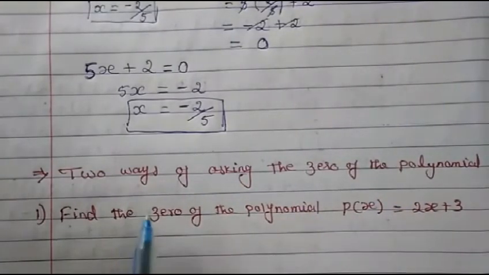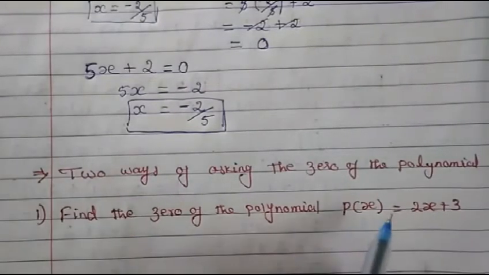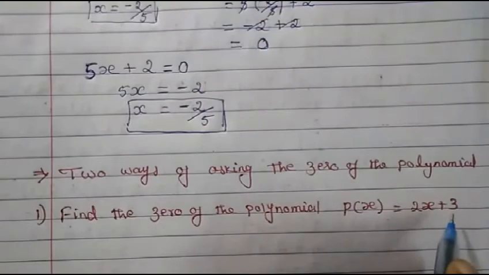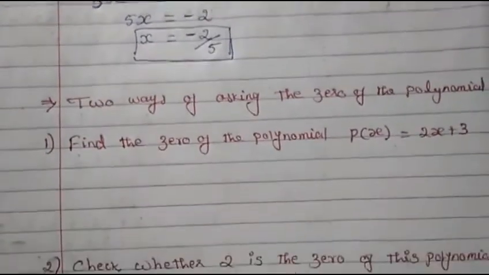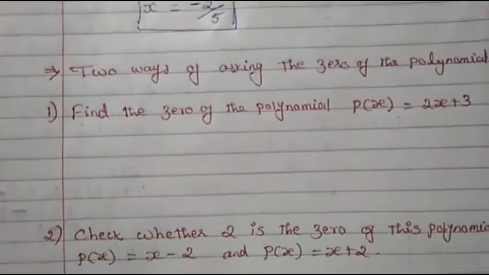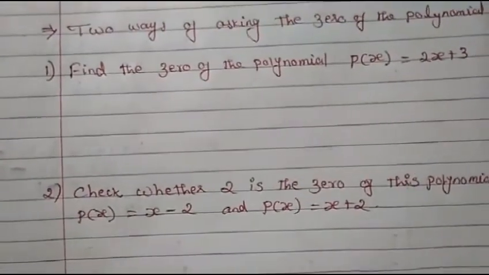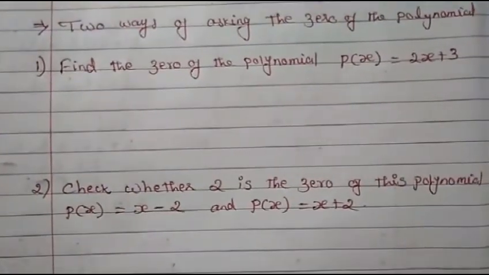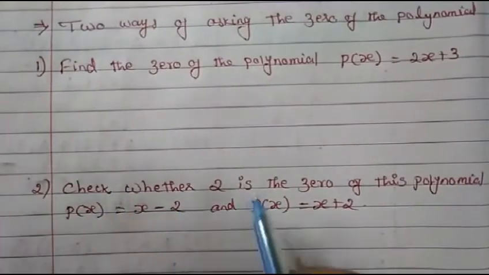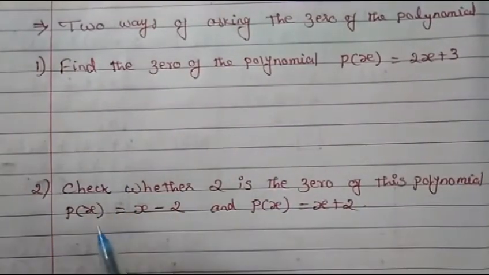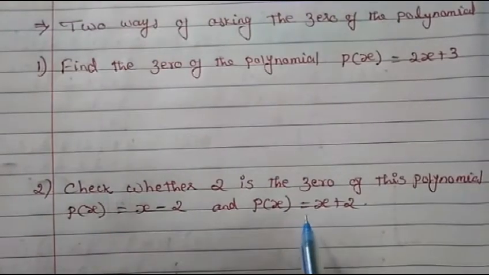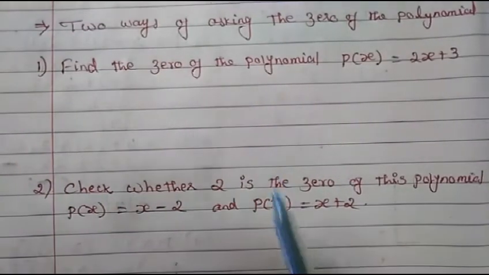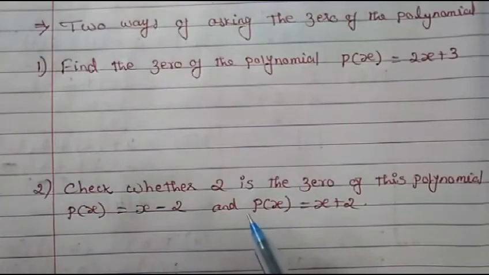The first way of asking is: find the zero of the polynomial p of x equal to 2x plus 3. So this is one way of asking. The other way is like this: check whether 2 is the zero of the polynomial p of x equal to x minus 2 and p of x equal to x plus 2. So these are the two ways of asking the question.